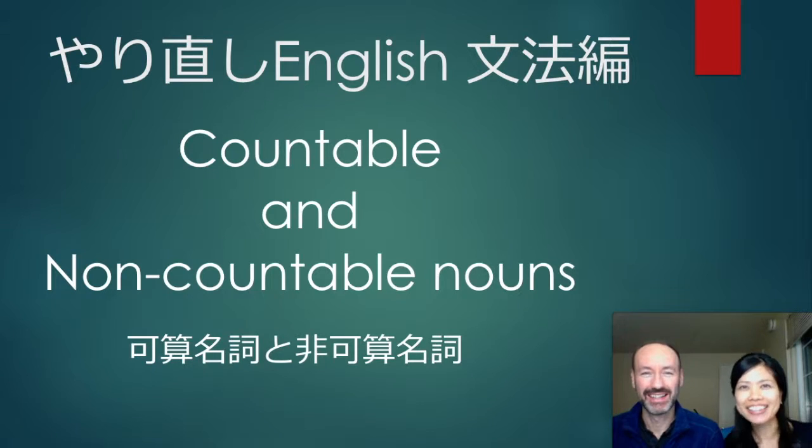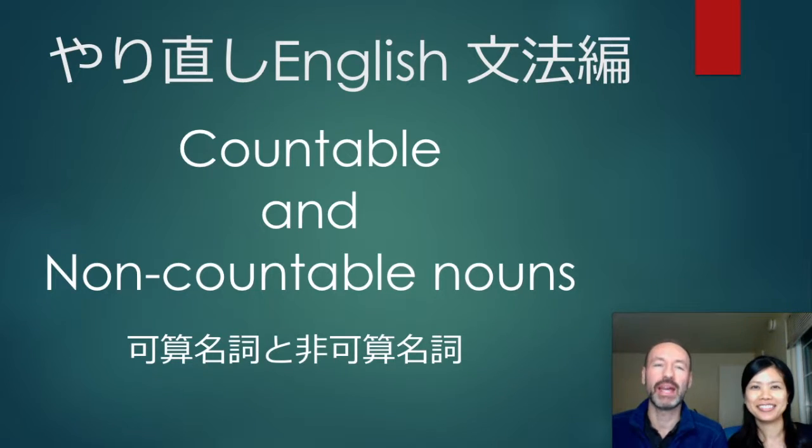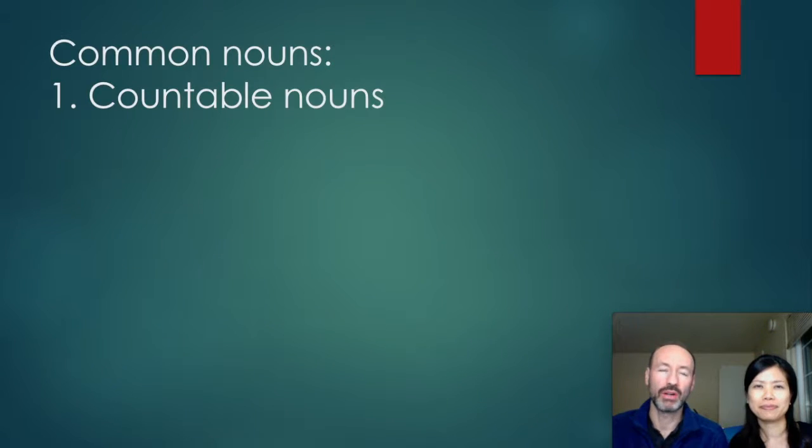Today we're going to talk about countable and non-countable nouns. 可算名詞と非可算名詞についてです。 Let's get into it. Okay, so we're talking about common nouns, and the first one is countable nouns. 可算名詞のことです。 These are nouns that we can count, the different ones.